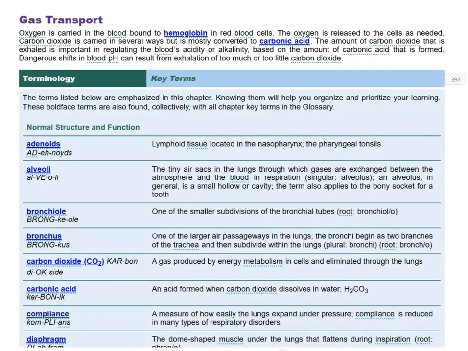We breathe about 16, 18, 20 times a minute, maybe, at rest. Sometimes we can be as low as 14, and that's normal, as long as your oxygen saturation stays in the 90s. Gas transport. Oxygen is carried in the blood vessels bound to hemoglobin. You recognize that word.